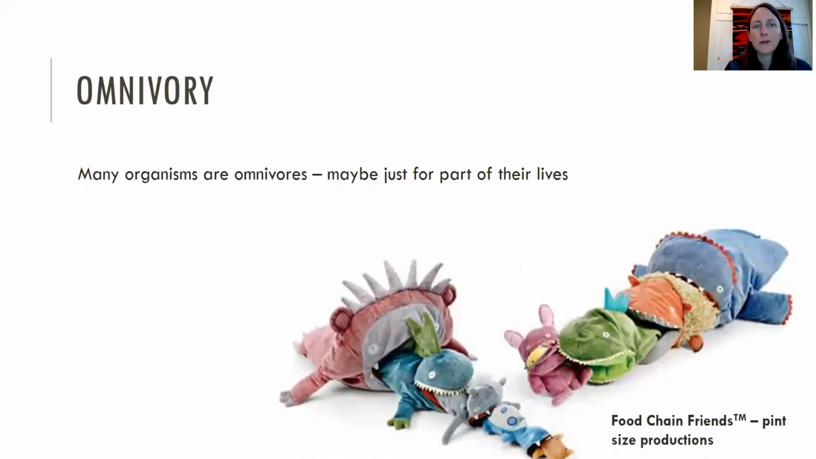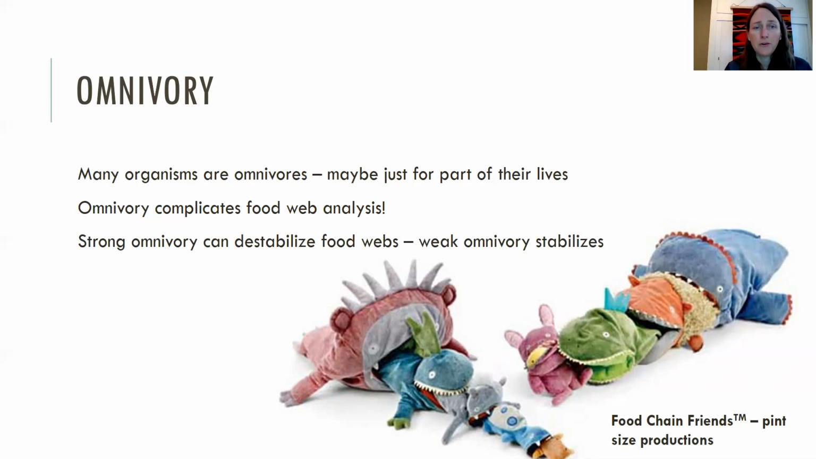Okay, so many organisms are omnivores, but maybe just for part of their life cycle. And omnivory, kind of like detritivory, what I showed you there, complicates food web analysis. So strong omnivory can destabilize food webs, whereas weak omnivory can stabilize them. And omnivores tend to be really good invasive species because they can eat all kinds of different things.